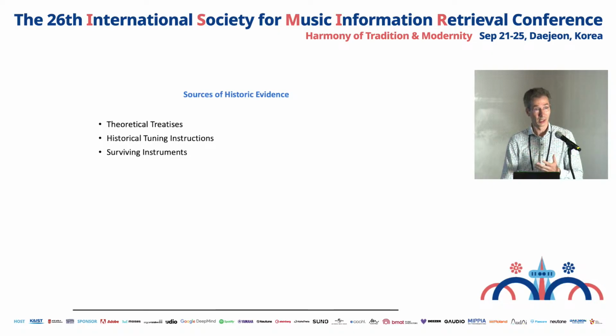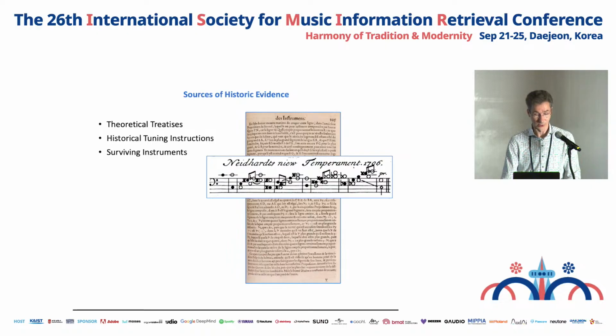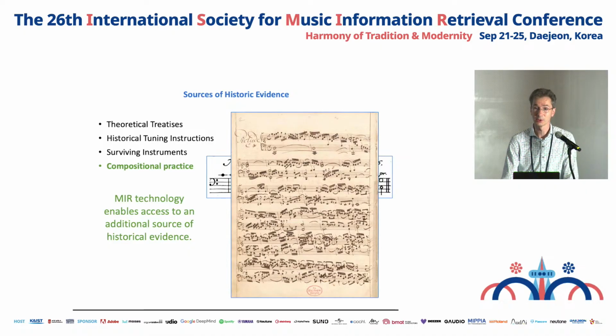In historical musicology, there is study of this practice, especially with the rise of historical performance practice; we want to know what the historical tunings were. So what are the sources for this? There are treatises, of course, theoretical treatises. There are historical tuning instructions, and surviving instruments. Some instruments are very old, but of course they often have been restored and altered. And there's a fourth kind of evidence which is hardly used, but which we can use, which is compositional practice.